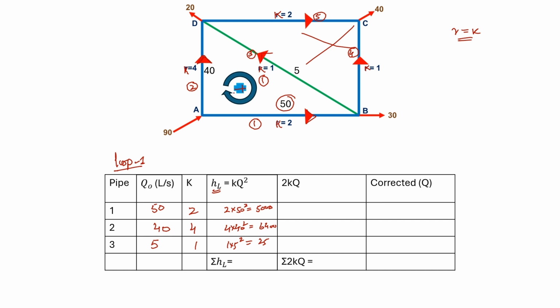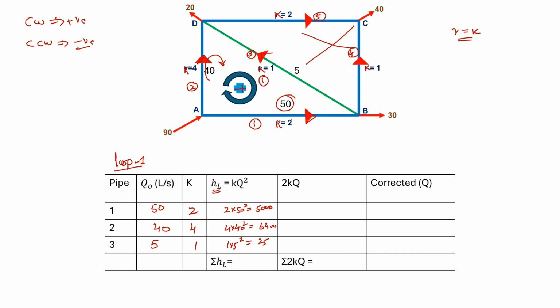This is clockwise direction. Clockwise is taken as positive, so we can say that clockwise is positive and counterclockwise is negative. This is clockwise because, if we consider just this loop with this discharge 40, the discharge will move in this direction through this loop. So it will be positive.